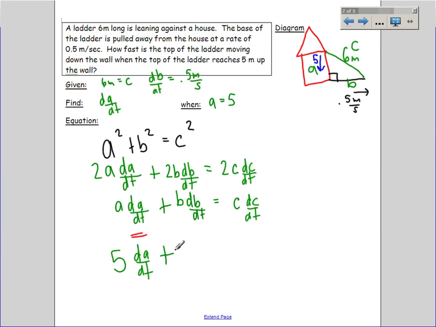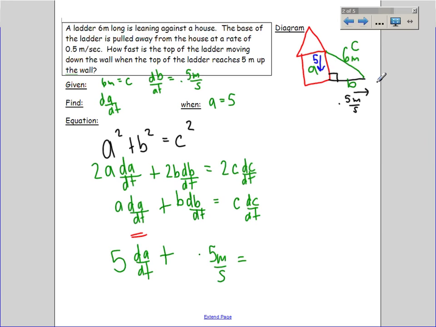I'm going to add on to this B. At this moment in time, we're going to leave that blank because we don't know B yet. There's going to be a way we can find it. dB over dt is given to us in the problem. So I need to input 0.5 meters per second.